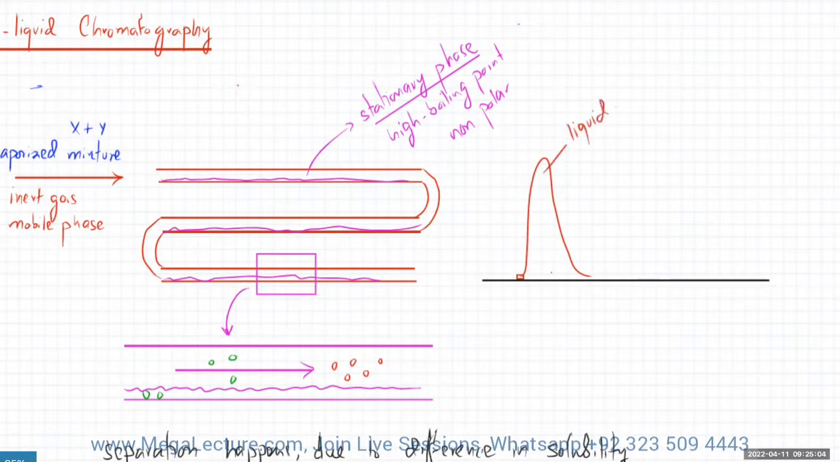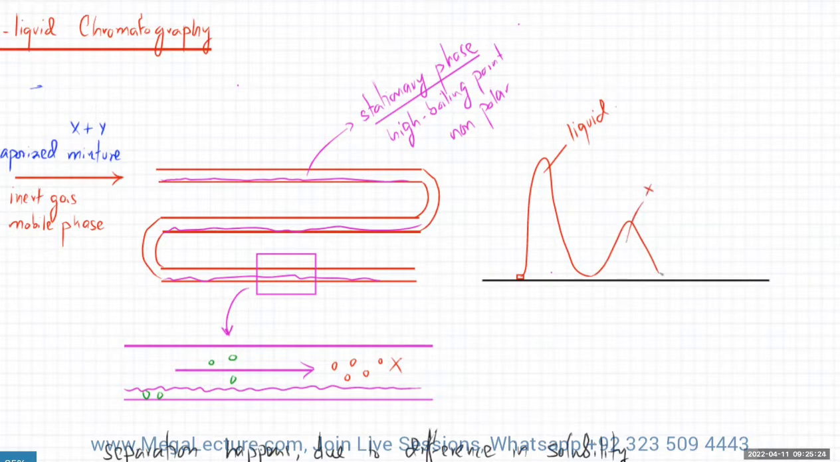Okay, the first thing that you'll get is the liquid seeping out of the tube. So that's the first thing that you'll obtain. After some time, maybe X reaches first. If X reaches first, you're going to get X at the other end.